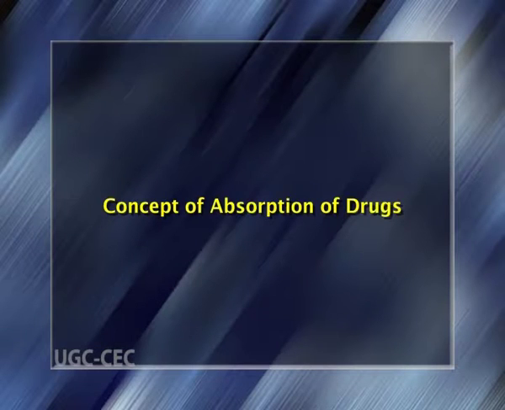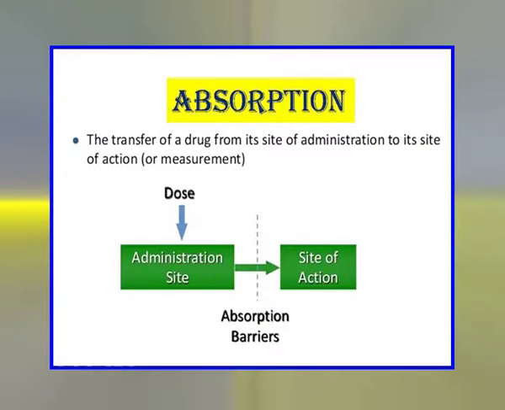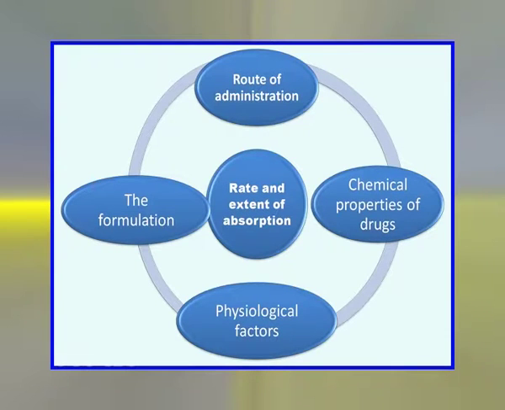Coming to our second objective, that is to study the concept of absorption of drugs. Absorption is the transfer of a drug from its site of administration to the bloodstream. The rate and extent of absorption depends on the route of administration, the formulation and chemical properties of the drug, and physiological factors that can impact the site of absorption.